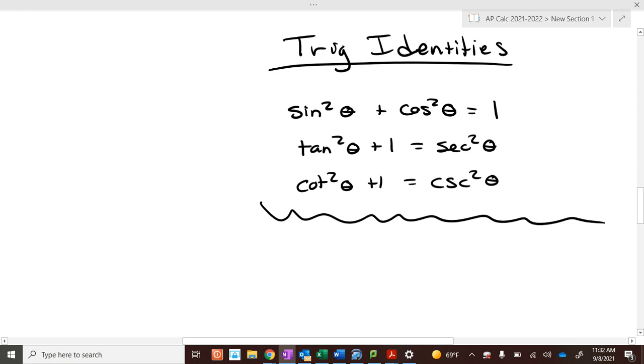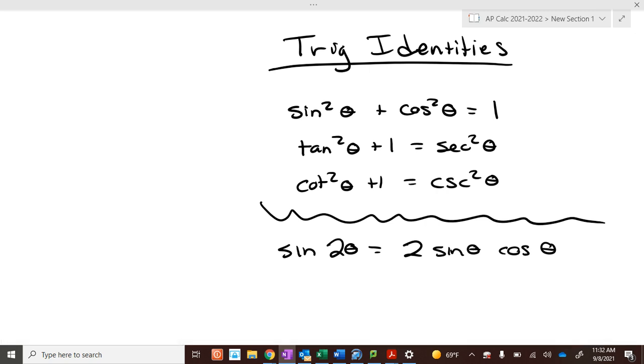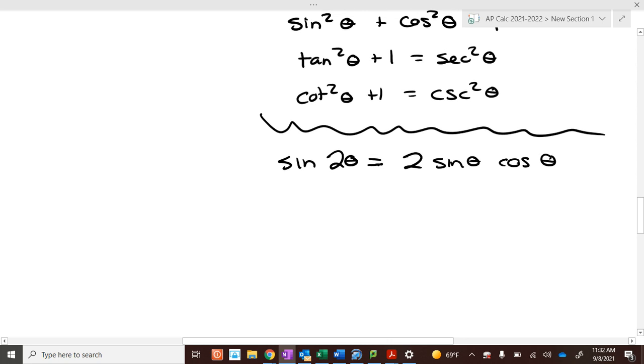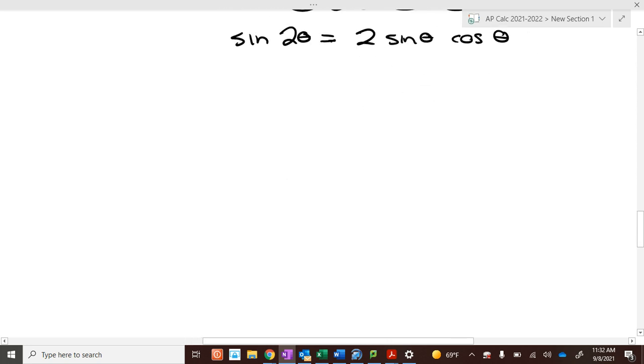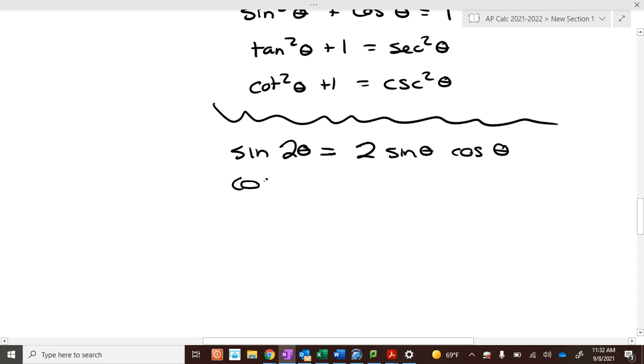All right. Now, double angle formulas. The sine of 2 theta equals 2 sine of theta cosine of theta. Yes, that's an equal sign. Sine of 2 theta equals 2 sine of theta cosine of theta. The cosine of 2 theta has 3 of them, remember them? One's cosine squared of theta minus sine squared of theta.